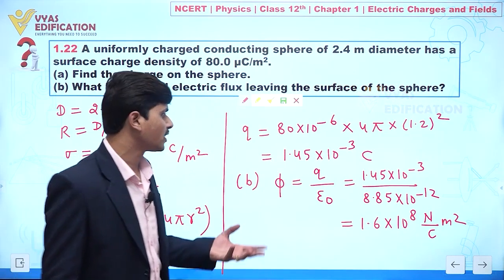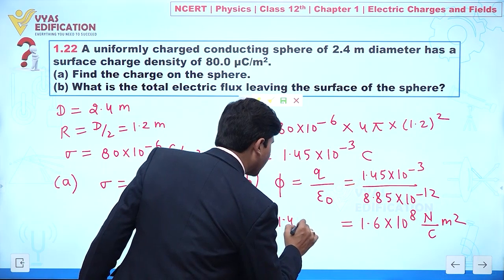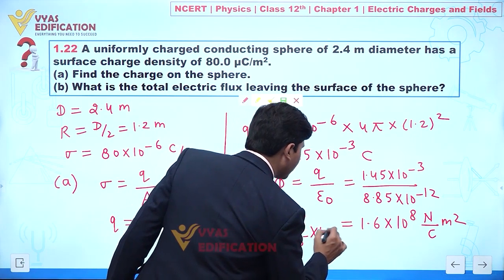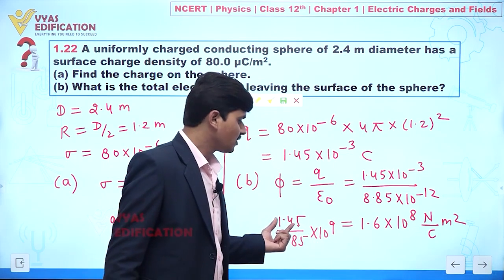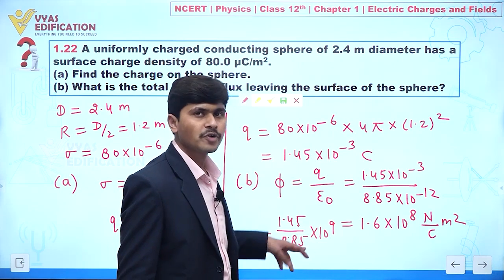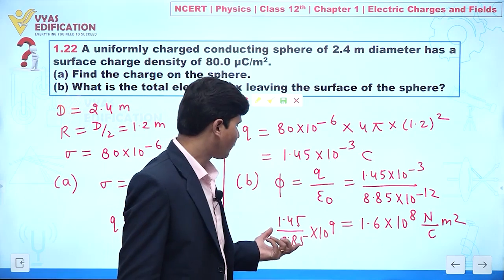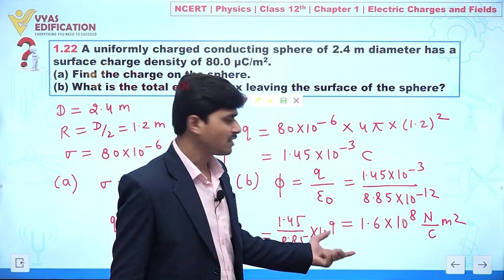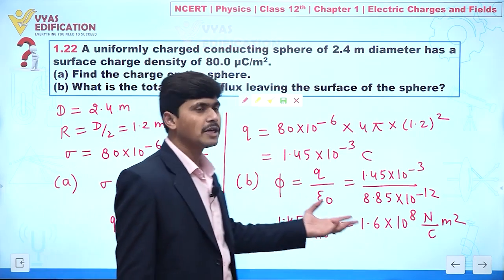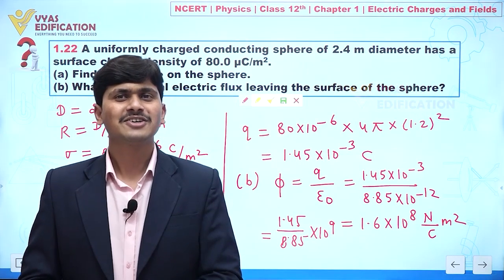You can easily calculate it like this: 1.45 divided by 8.85 into 10 to the power 9. We can say it is almost 1 by 6, so 0.16, multiplied by 10 to the power 9. So we will get 1.6 into 10 to the power 8 Newton meter square per coulomb. So this is the answer to this question.